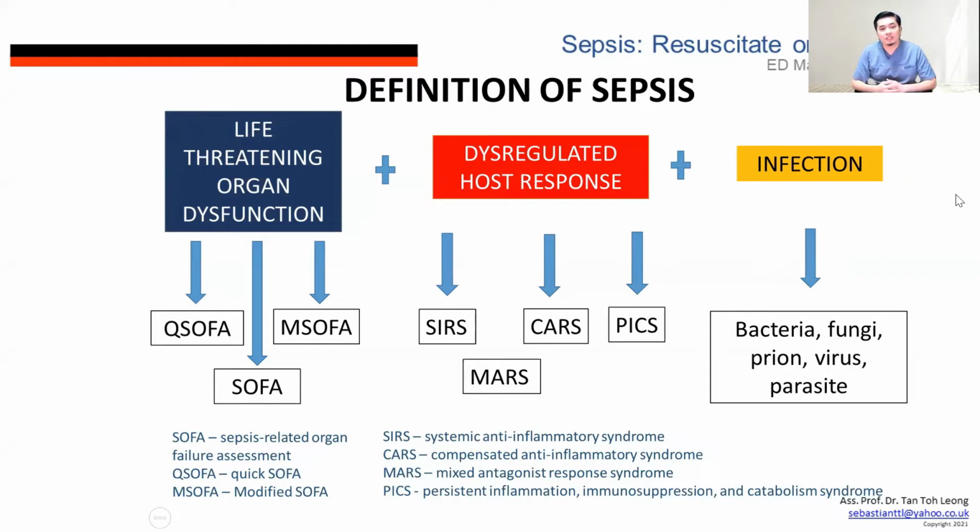The life-threatening organ dysfunction can be assessed by SOFA score, mSOFA, and also qSOFA. However, for the dysregulated host response, the most familiar one is the SIRS criteria, which is systemic inflammatory response syndrome, and there's other syndromes as well. And also the infection can be bacteria, fungus, prion, virus, and parasite in origin.